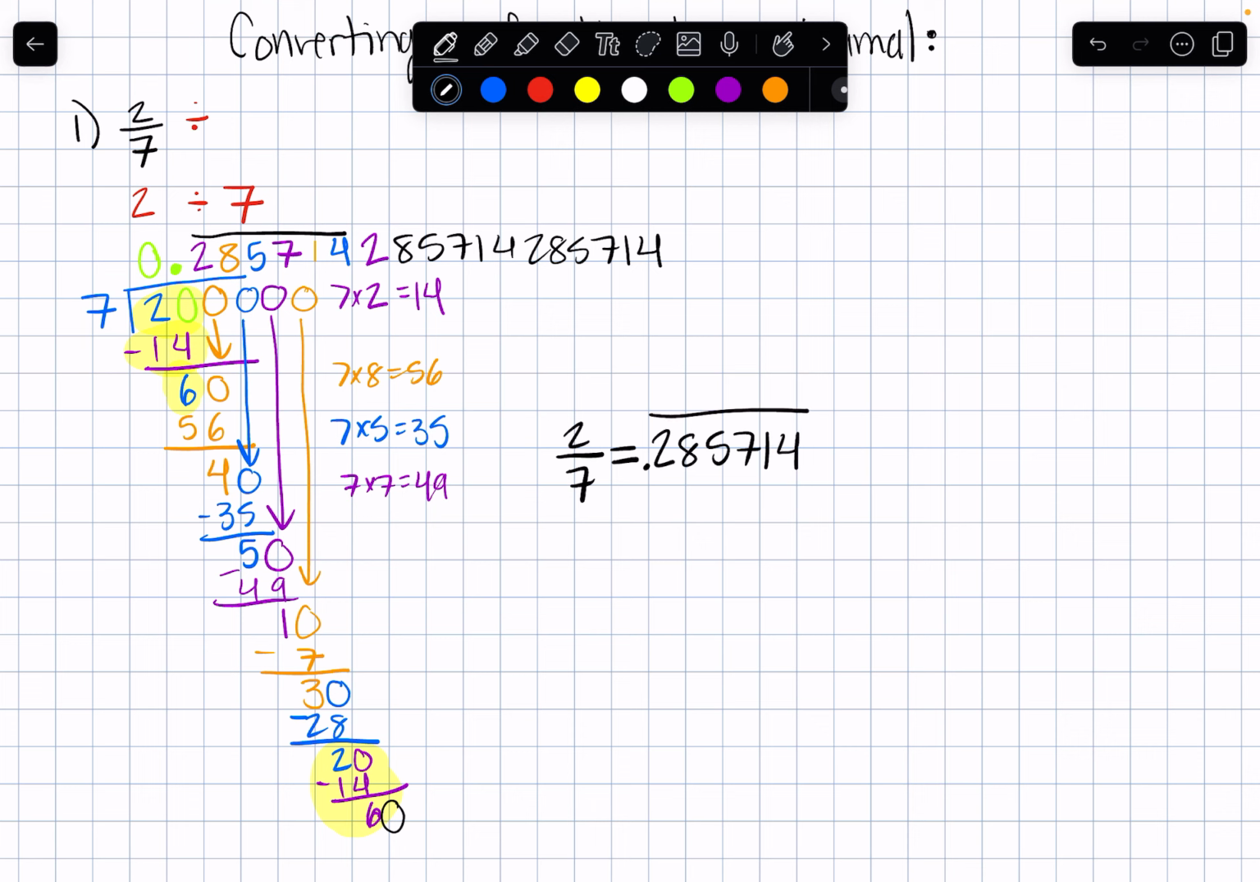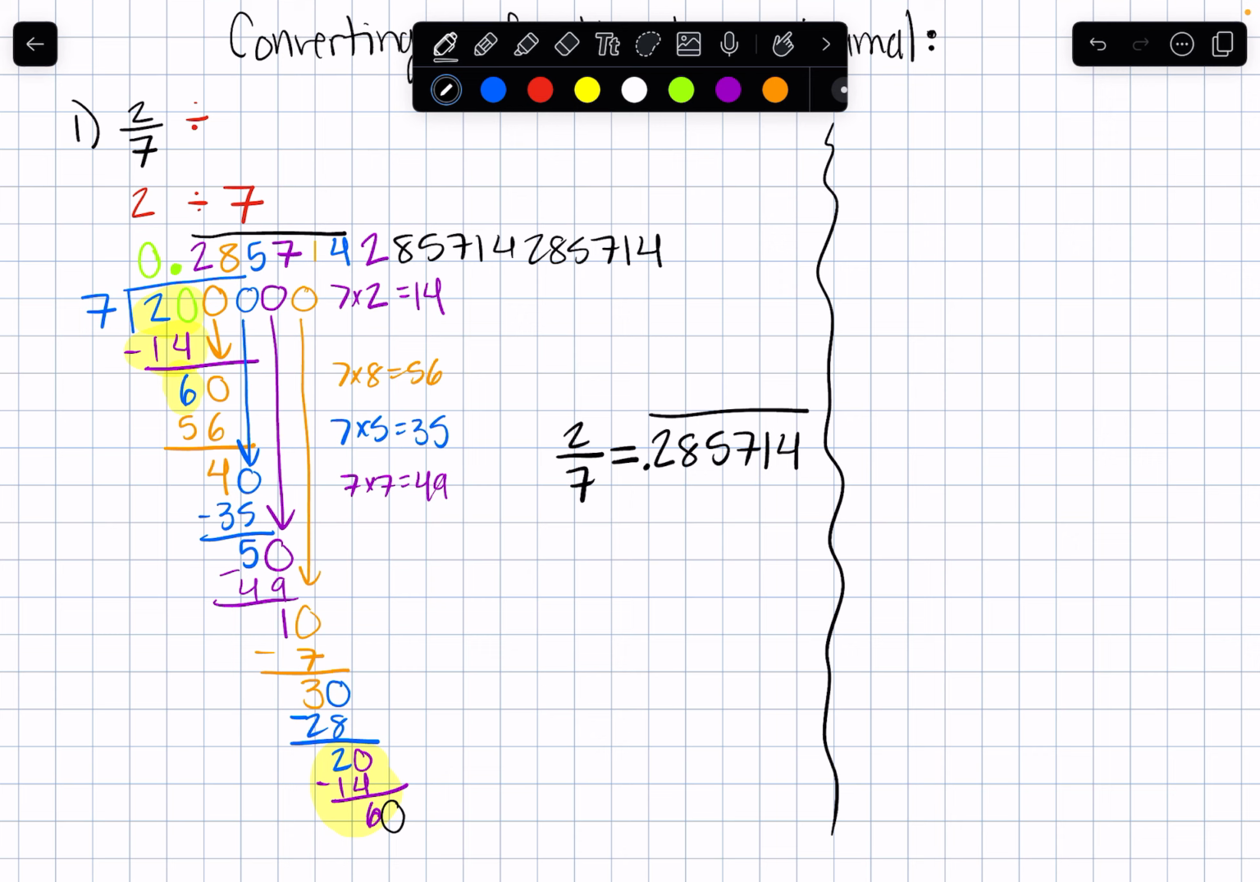0.285,714 repeating. You put the repeating line over any portion that's repeating. So if just the 4 was repeating, then we'd only put it over the 4, but that entire pattern is going to repeat, so we're going to put it over the entire thing. Sevenths is one of the, I would say, worst decimals to convert from a fraction to a decimal. So let's do another one.